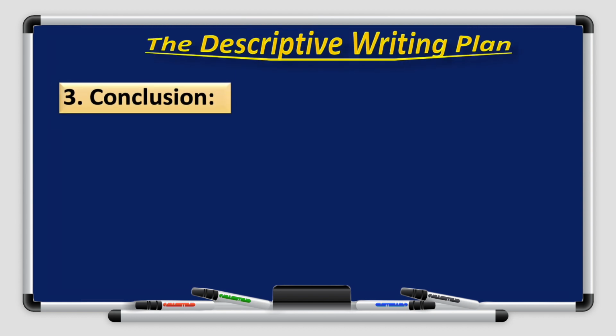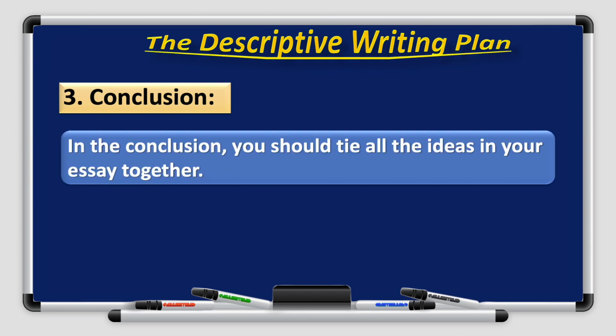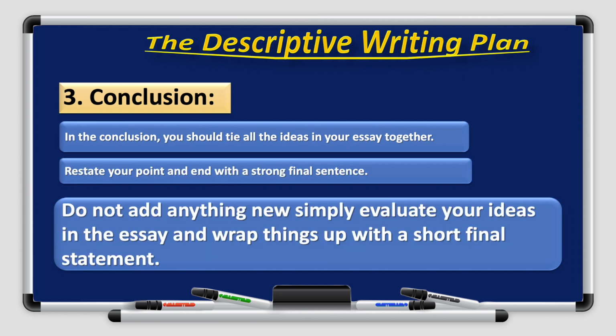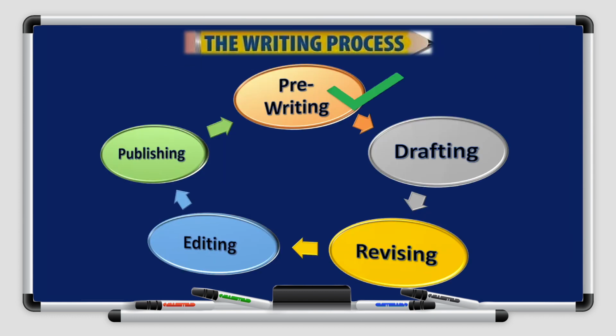And the last part of your essay would be the conclusion, which is basically where you will tie the ideas in your essay together. You're going to restate your point and end with a strong final sentence. In the conclusion, do not add anything new. Simply evaluate your ideas in the essay. What did you write? What did you state? And evaluate them and wrap things up with a short and final statement, like a summary. And that's the pre-writing stage.